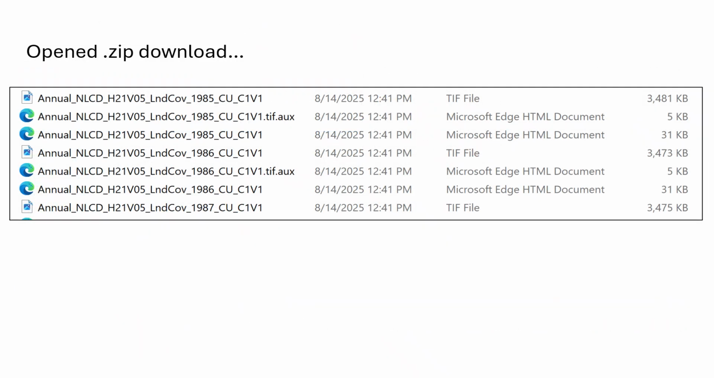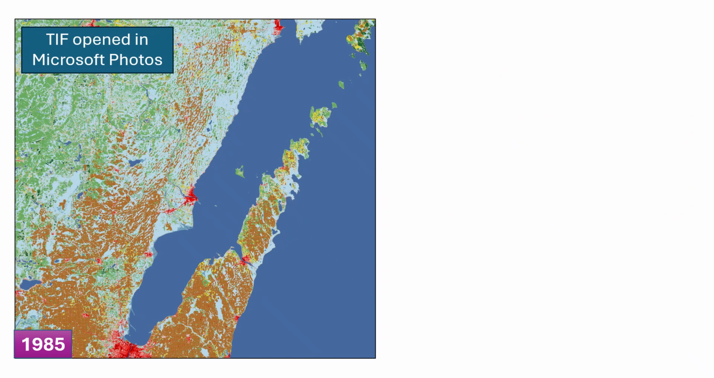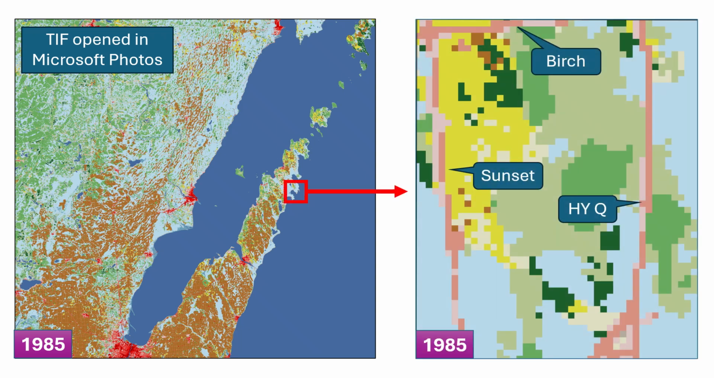Opening the zipped download, we see data from 1985 all the way through 2024. To date, that's 39 years of data. It's the TIFF file images we are interested in, so opening up the 1985 image, for example, we see this nicely colored map of our region of interest, which we can zoom in on to see some detail.